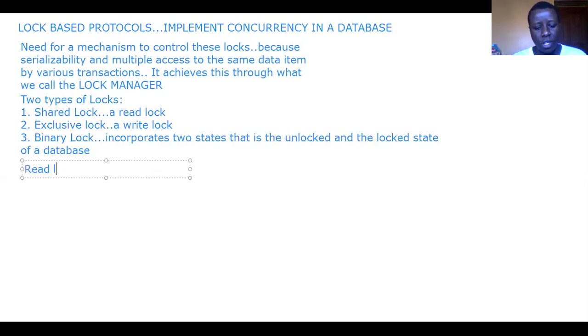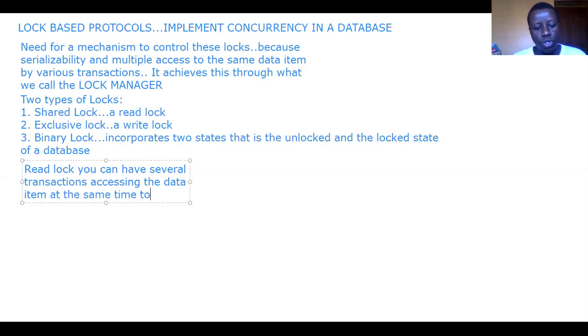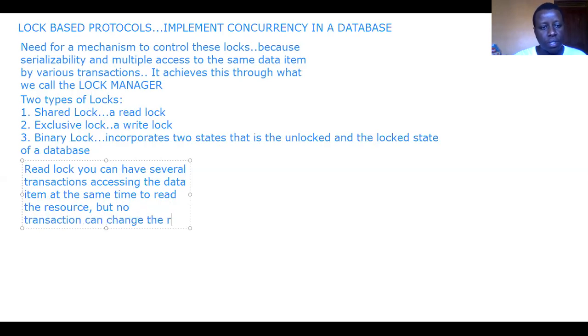So with a read lock, you can have several transactions accessing the data item at the same time to read the resource, but no transaction can change the resource at the same time. So that's a read lock.